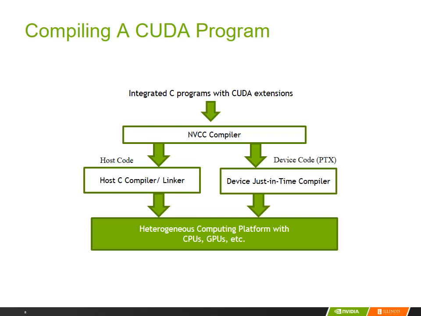Then the device code will be in the form of PTX, and then it will go through a device just-in-time compiler at runtime to produce the actual instruction set architecture code for the particular version of the GPU. So in the end, these two parts will be linked together and executed on a heterogeneous computing platform with CPUs and GPUs.